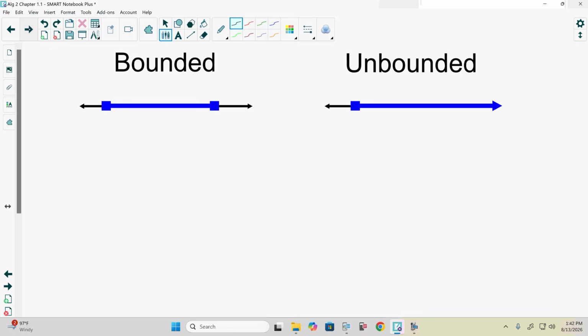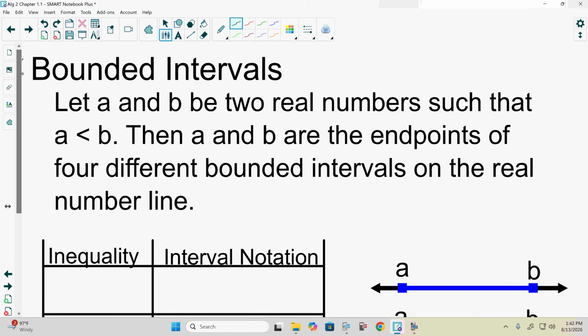Now, the next thing we're jumping into is bounded and unbounded intervals. What makes something a bounded interval is it has 2 endpoints. Now, we also have unbounded. Unbounded only has one endpoint. There are four main types of bounded intervals. Let A and B be real numbers such that A is less than B. Then A and B are the endpoints of four different bounded intervals on the real number line.